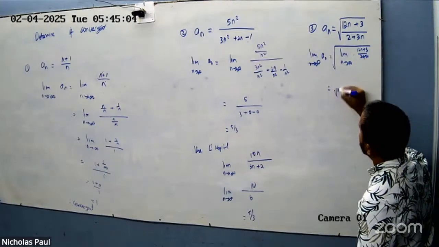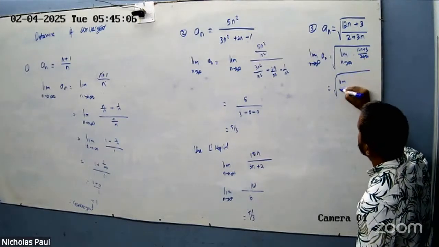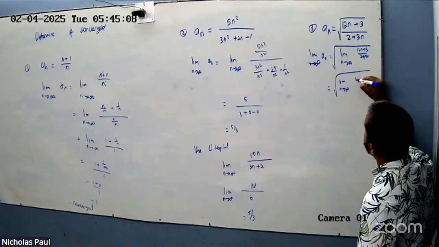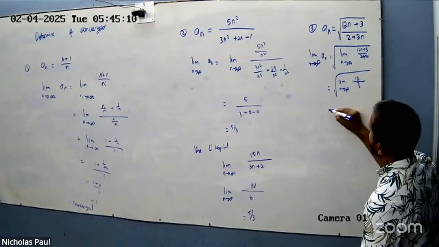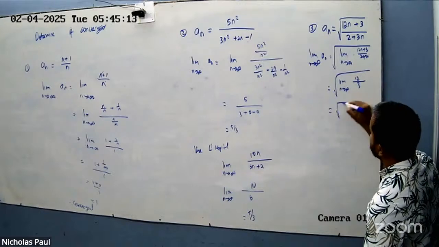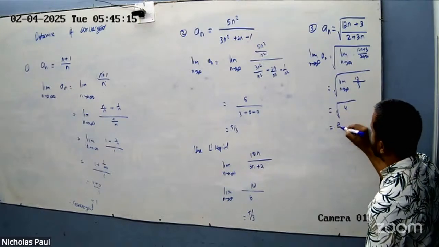Then we can apply L'Hopital. If I differentiate here, I'll get 12. If I differentiate here, I'll get 3. So therefore, this is the square root of 4, which is 2.